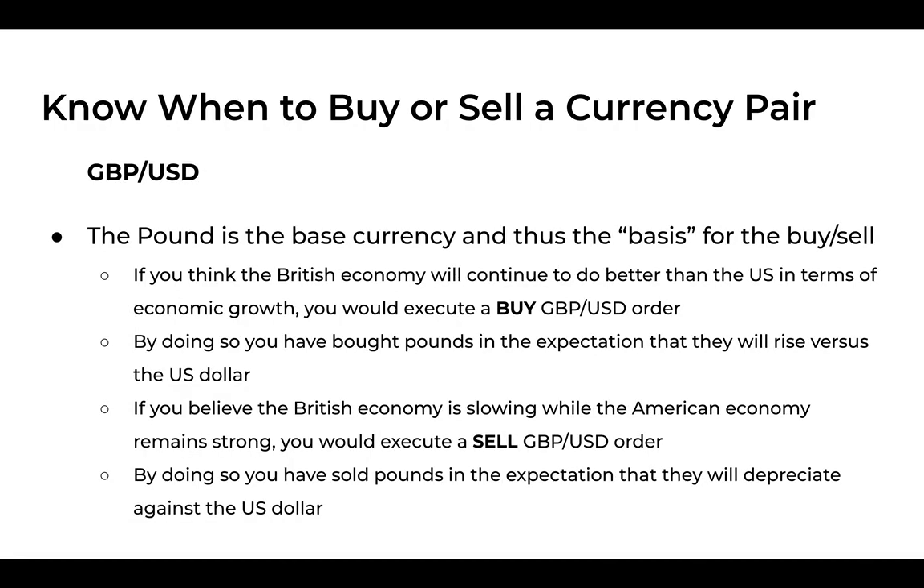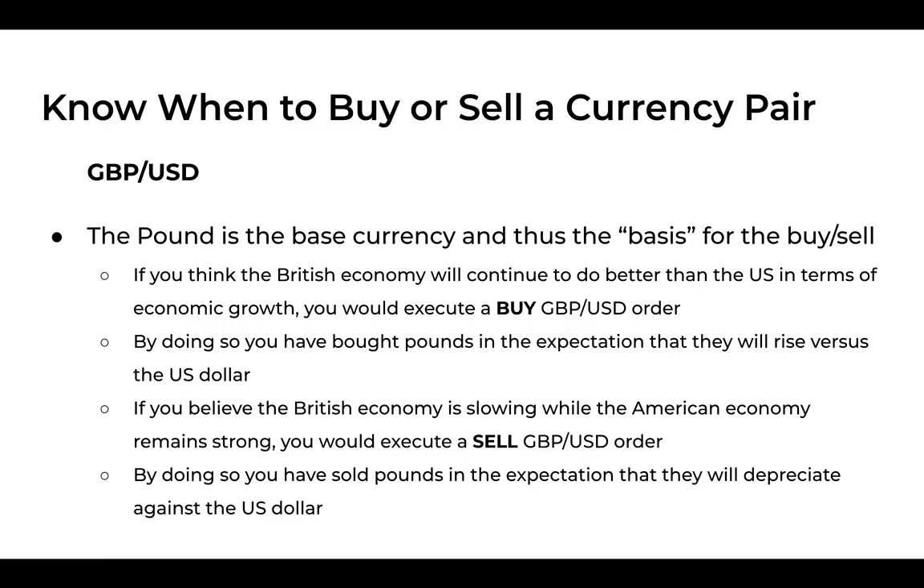This example includes the pound and the dollar. So the pound is the base currency and thus the basis for the buy and sell, and it is quoted in US dollars. So if you think the British economy will continue to do better than the US in terms of economic growth, you would execute a buy GBPUSD order. By doing so, you have bought pounds in the expectation that they will rise versus the US dollar.